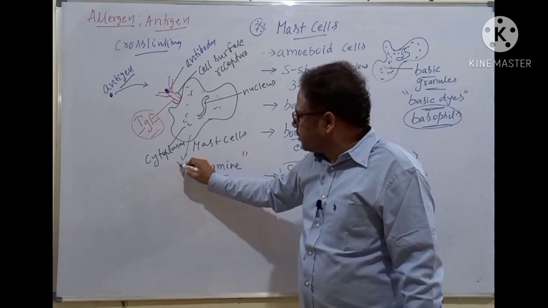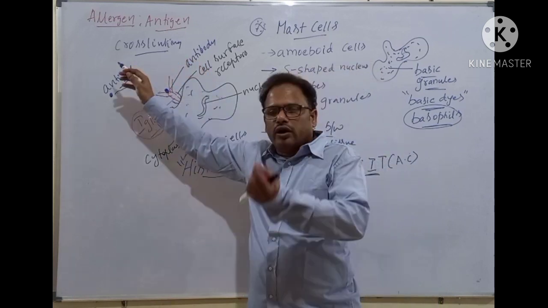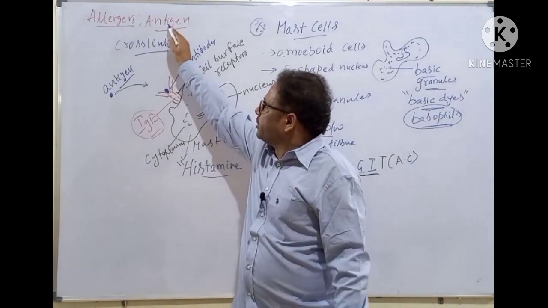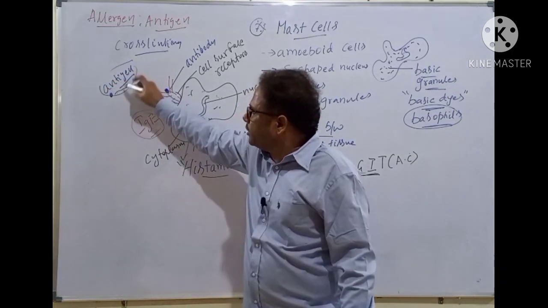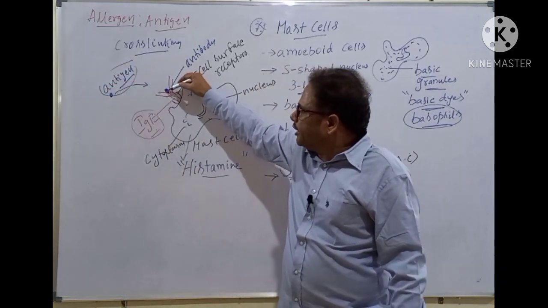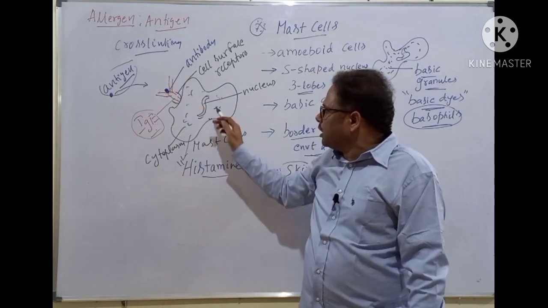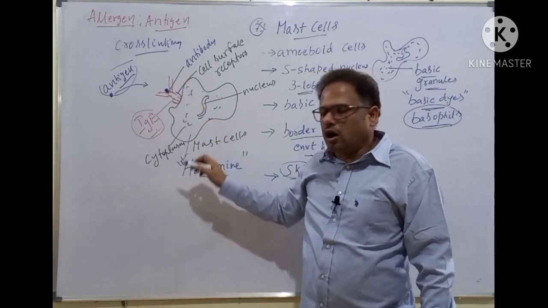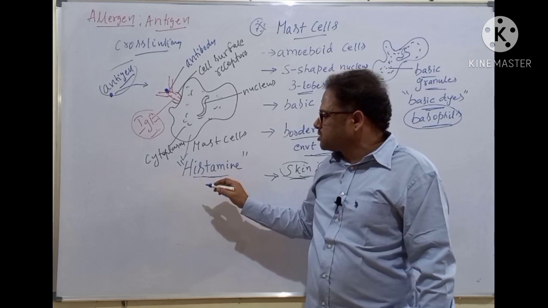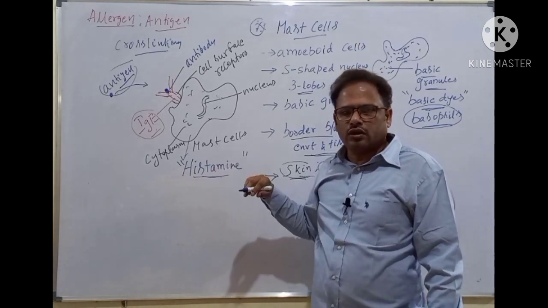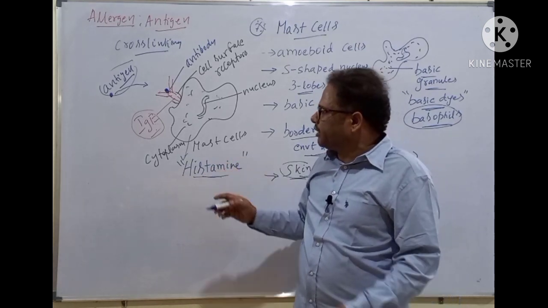Whenever the body has the allergen, that is an antigen, the antigen binds with the antibody, and this is called cross-linking. Whenever there is cross-linking, what happens? Immediately the mast cell responds and releases the very important substance called histamine. Now, what is the mode of action of histamine? Let's discuss now.